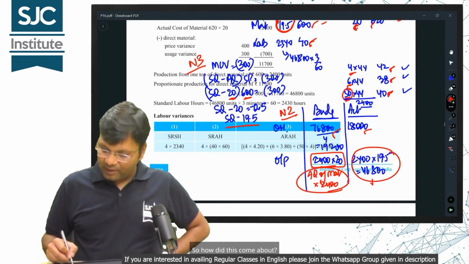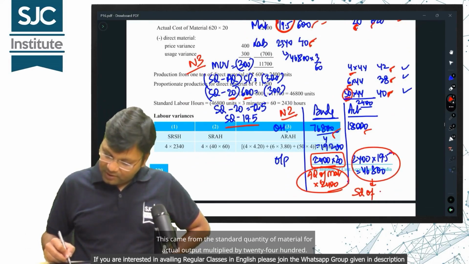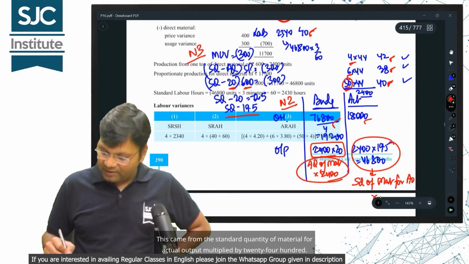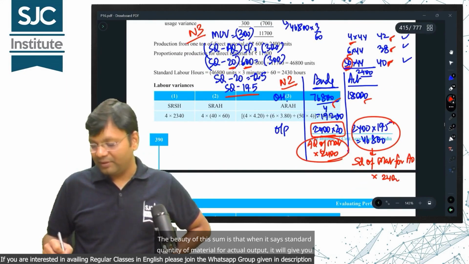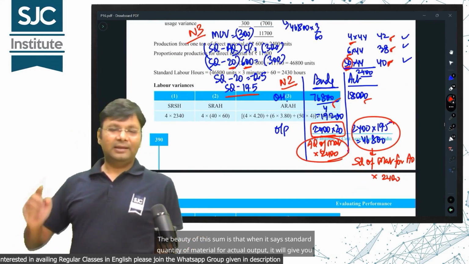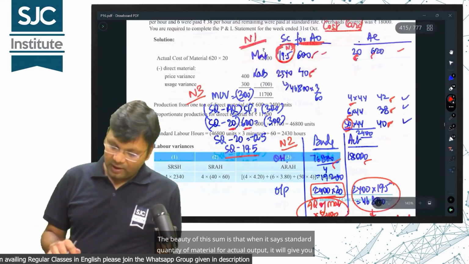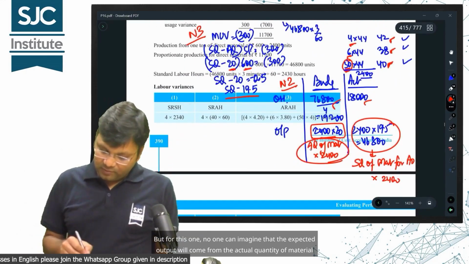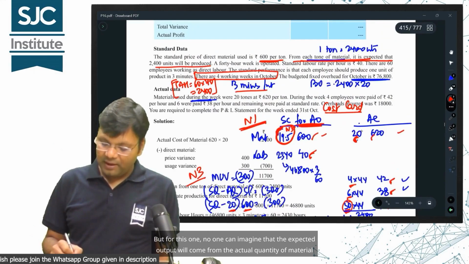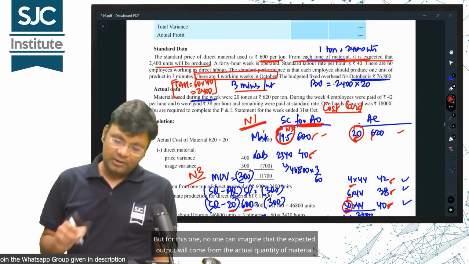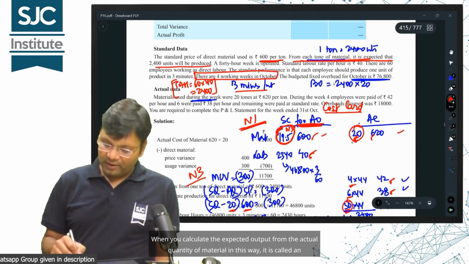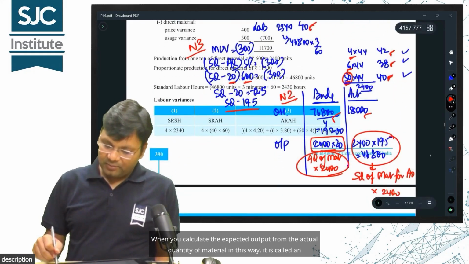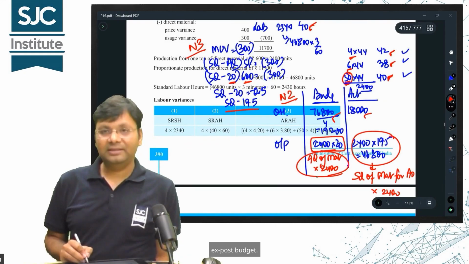So how did this come about? This came from the standard quantity of material for actual output multiplied by 2400. The beauty of this sum is that when it says standard quantity of material for actual output, it will give you the actual output. But for this one, no one can imagine that the expected output will come from the actual quantity of material. When you calculate the expected output from the actual quantity of material in this way, it is called an ex post budget.